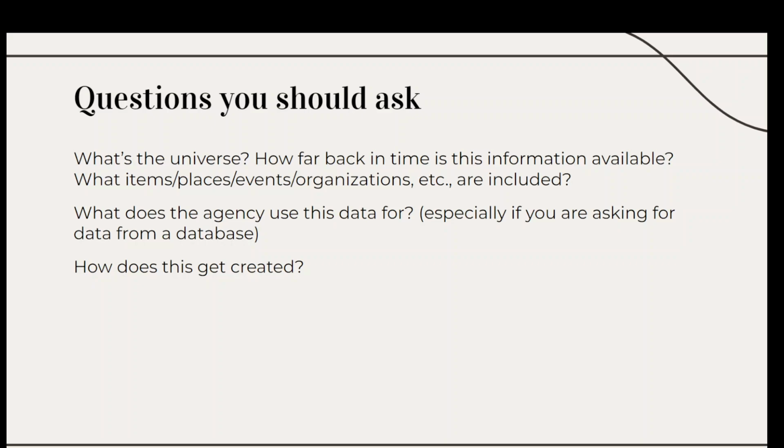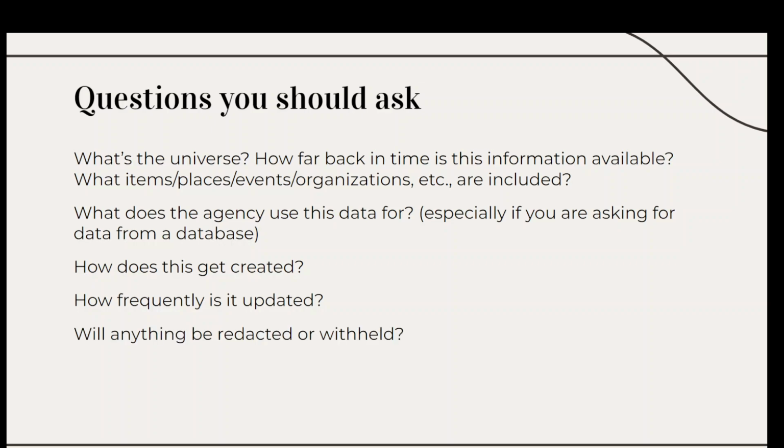And if it is typed in by a lot of different people, you will see a lot of inaccuracies and inconsistencies, and that's good to know up front. How frequently is this information updated? Once a year, once a month, every day? That can help you also to determine what universe you want to get. Will anything be redacted or withheld? Or, to the example I gave you a minute ago, something that's just not there. You want to know that up front. What's not included in the data that I might expect to be there.